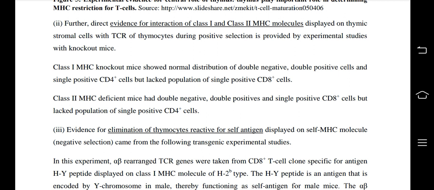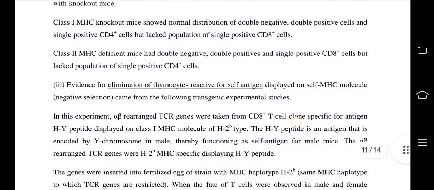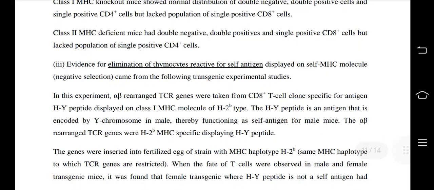Evidence for elimination of thymocytes reactive for self-antigen displayed on self-MHC molecule, negative selection, came from the following transgenic experimental studies. In this experiment, alpha-beta rearranged TCR genes were taken from a CD8 plus T cell clone specific for antigen HY peptide displayed on class 1 MHC molecule of H2B type.